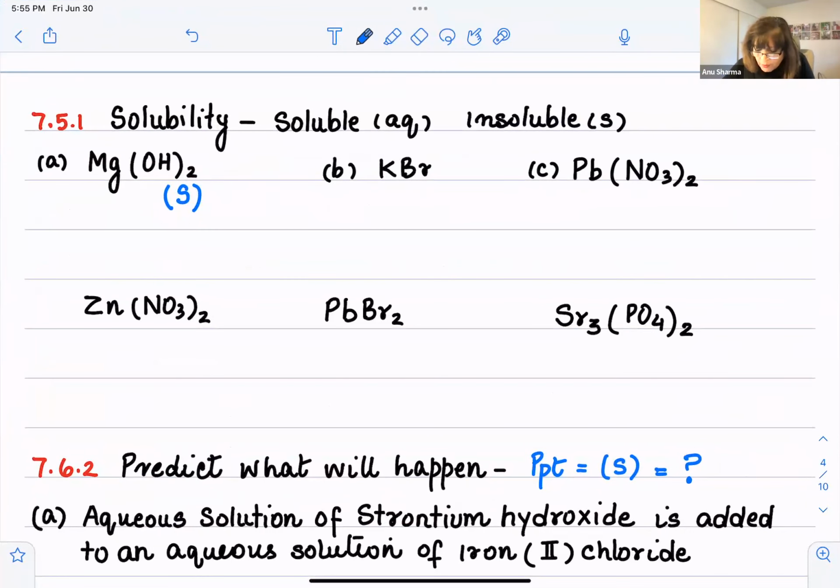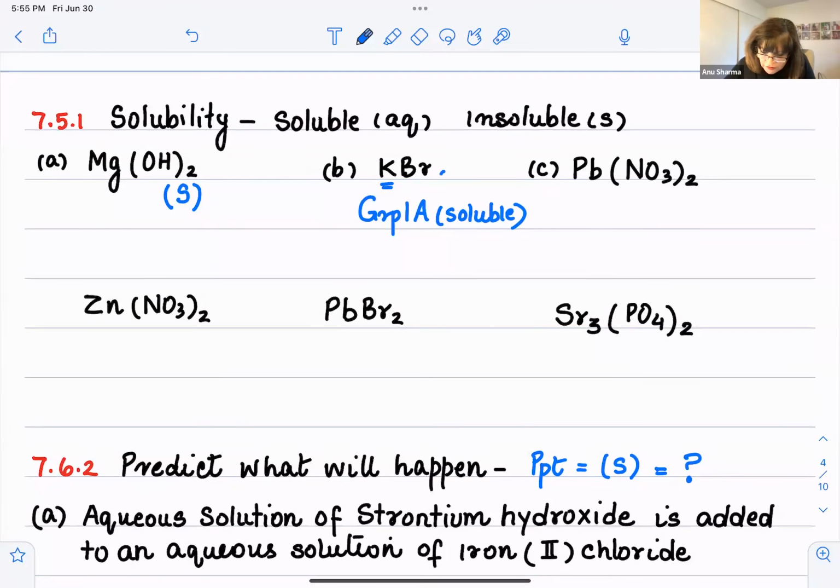Solid. Potassium bromide. Potassium is group 1A. All group 1A are always going to be soluble, every time, no matter what it is attached to. So this is going to be aqueous. Okay, so some ways to recognize them: all hydroxides are insoluble. So, that's the rule.